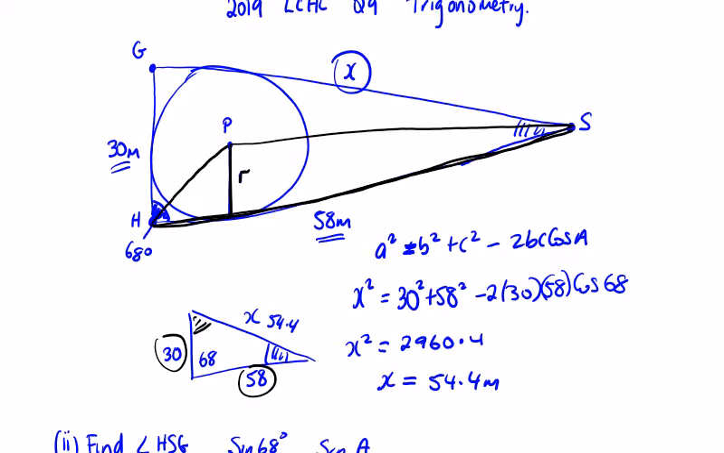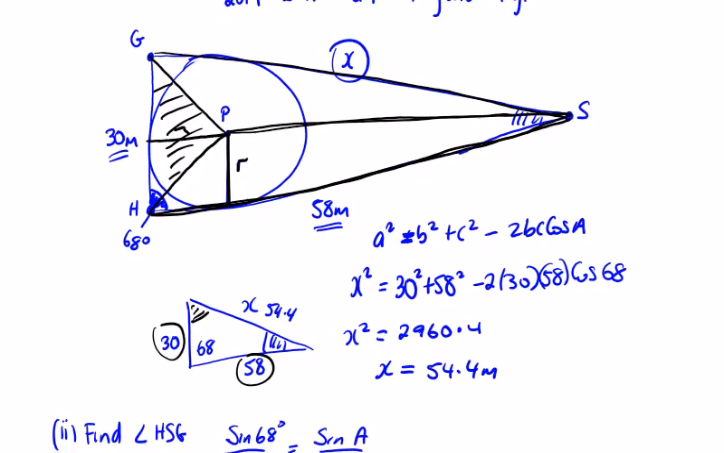Because all these sides are tangents, we have this triangle here, which is half 30 by r, and then the other triangle, this one, is half. What do we get for x? 54.4 by 4. So let's write those values down.